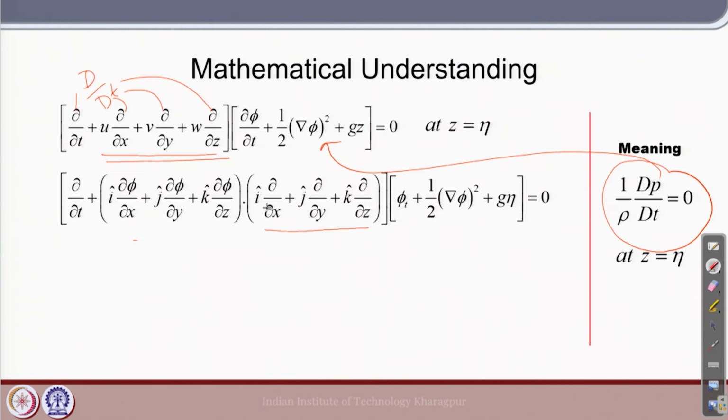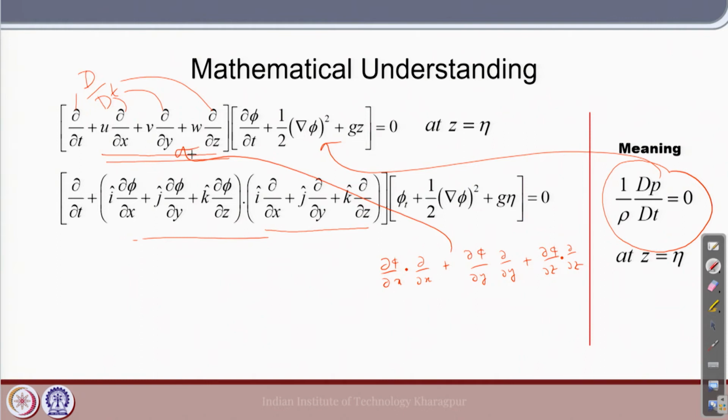Now, if you use a dot product, it becomes del phi del x into del del x plus del phi del y into del del y plus del phi del z into del del z. See, this is nothing but this term, right.